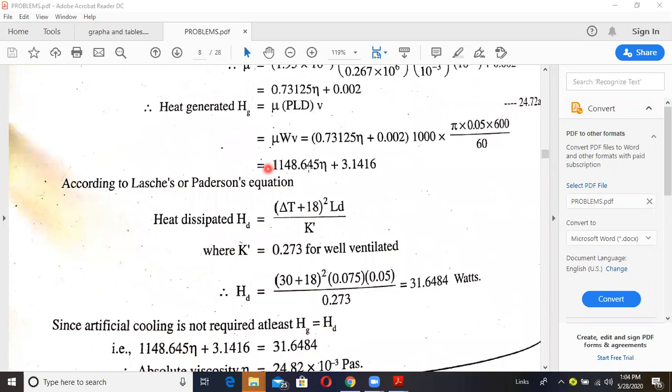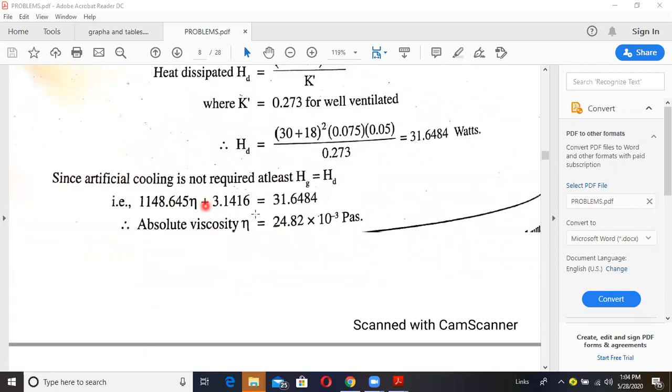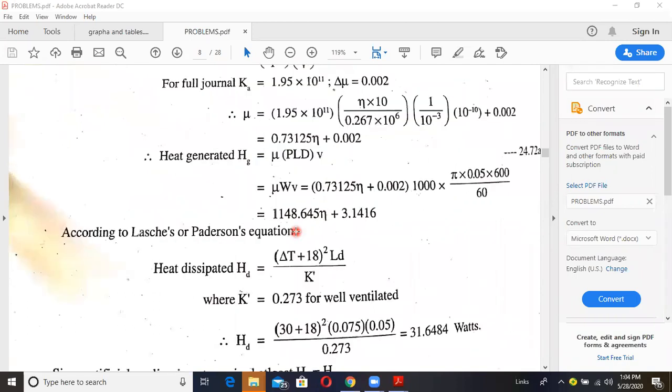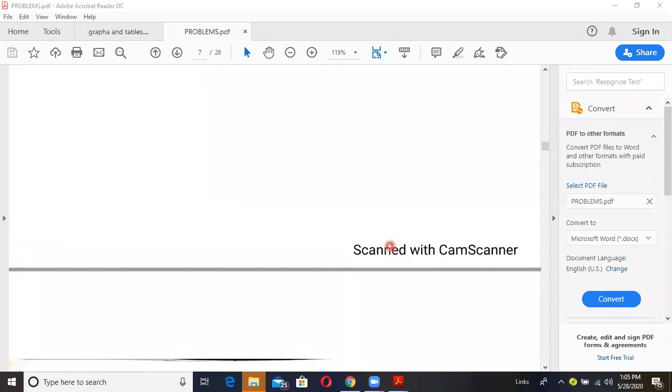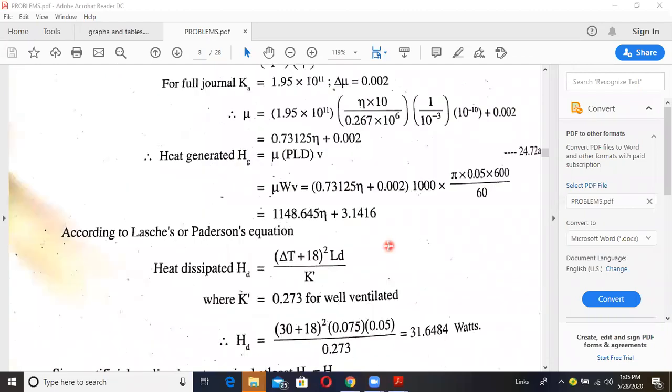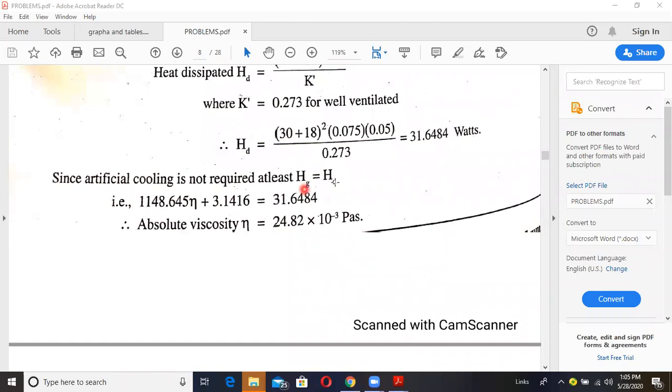Here we are having the value of Hg. Substitute Hg is equal to Hd. We got the value of Hd here. Simplify, then we will get the absolute viscosity neta as 24.82 into 10 to the power of minus 3. So this is another type of problem to calculate neta based upon well ventilated and no artificial cooling being required. If they give these two conditions, then we are going to calculate neta by taking the condition Hg is equal to Hd. Here we are calculating Hg and Hd and equating them, then we are going to calculate neta, that is the absolute viscosity of an oil.